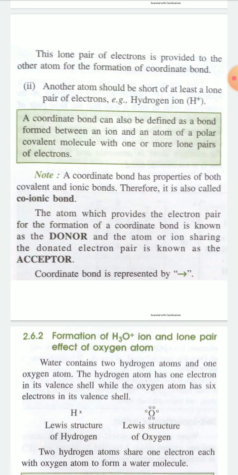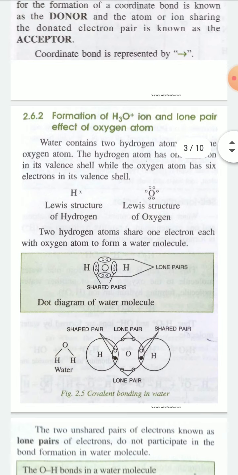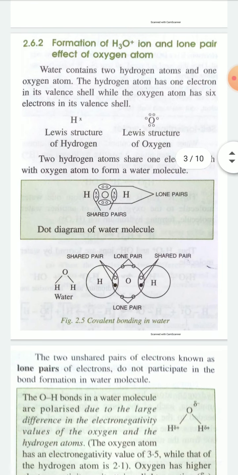A coordinate bond is represented by an arrow. Now, an example of coordinate bond formation: the H3O+ ion, the hydronium ion. In the hydronium ion there is a coordinate bond present.